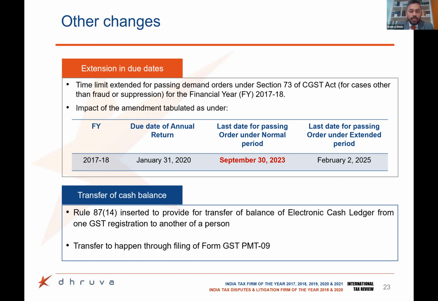So your cash across states is fungible. There is a form GST PMT-09 which you'll have to file to transfer this cash. And with that, this transfer of cash among registrations of the same entity is possible.